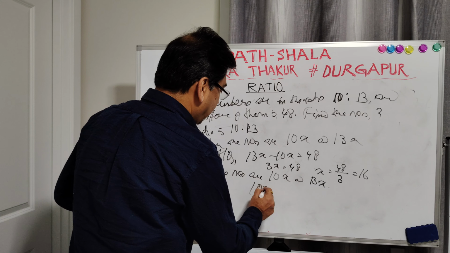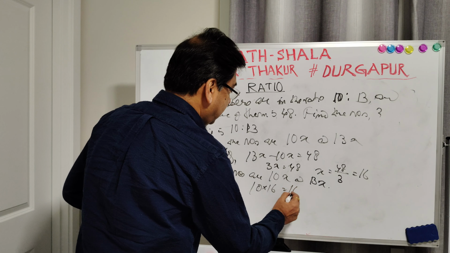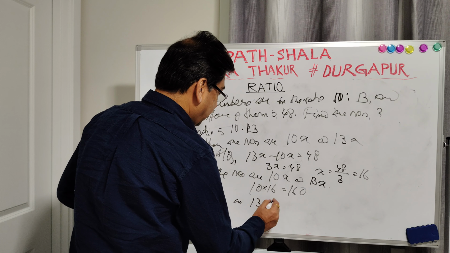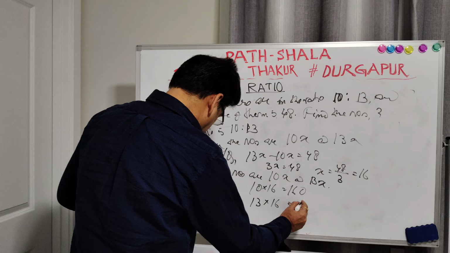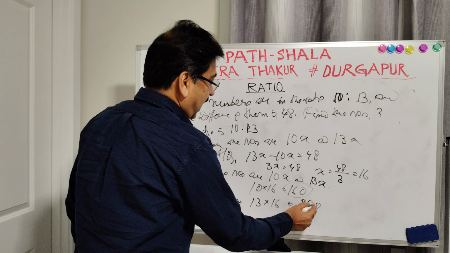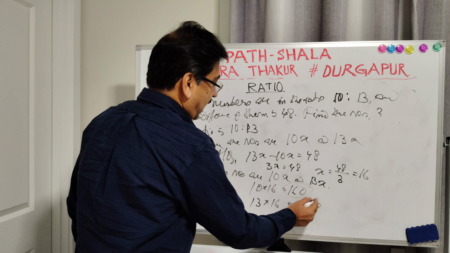So 10 into 16, that is 160, and 13 into 16, that is 208. 160 and 208, both the numbers, right? And if you see 208 minus 160, you will get 48. So the mathematics is correct. It is very magic. I think you are getting my point.